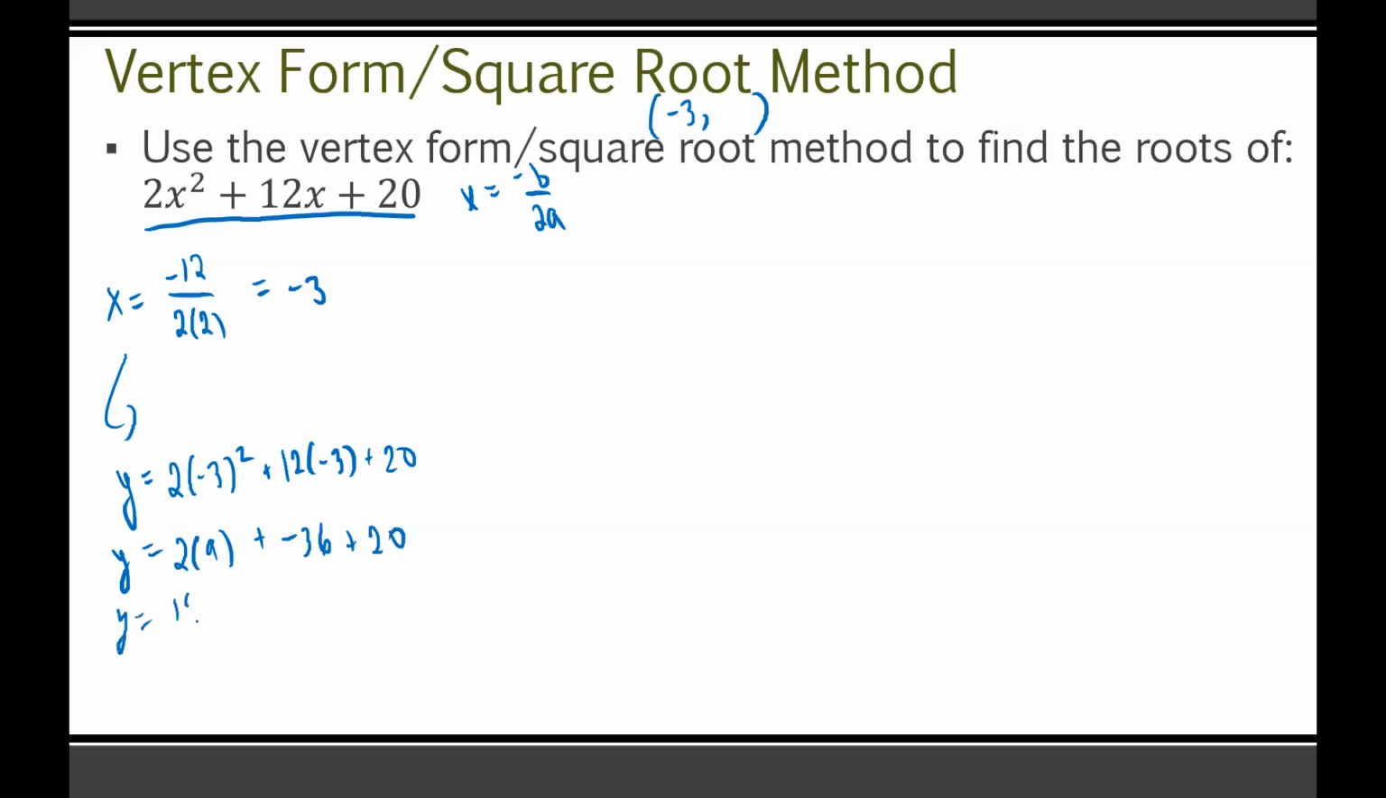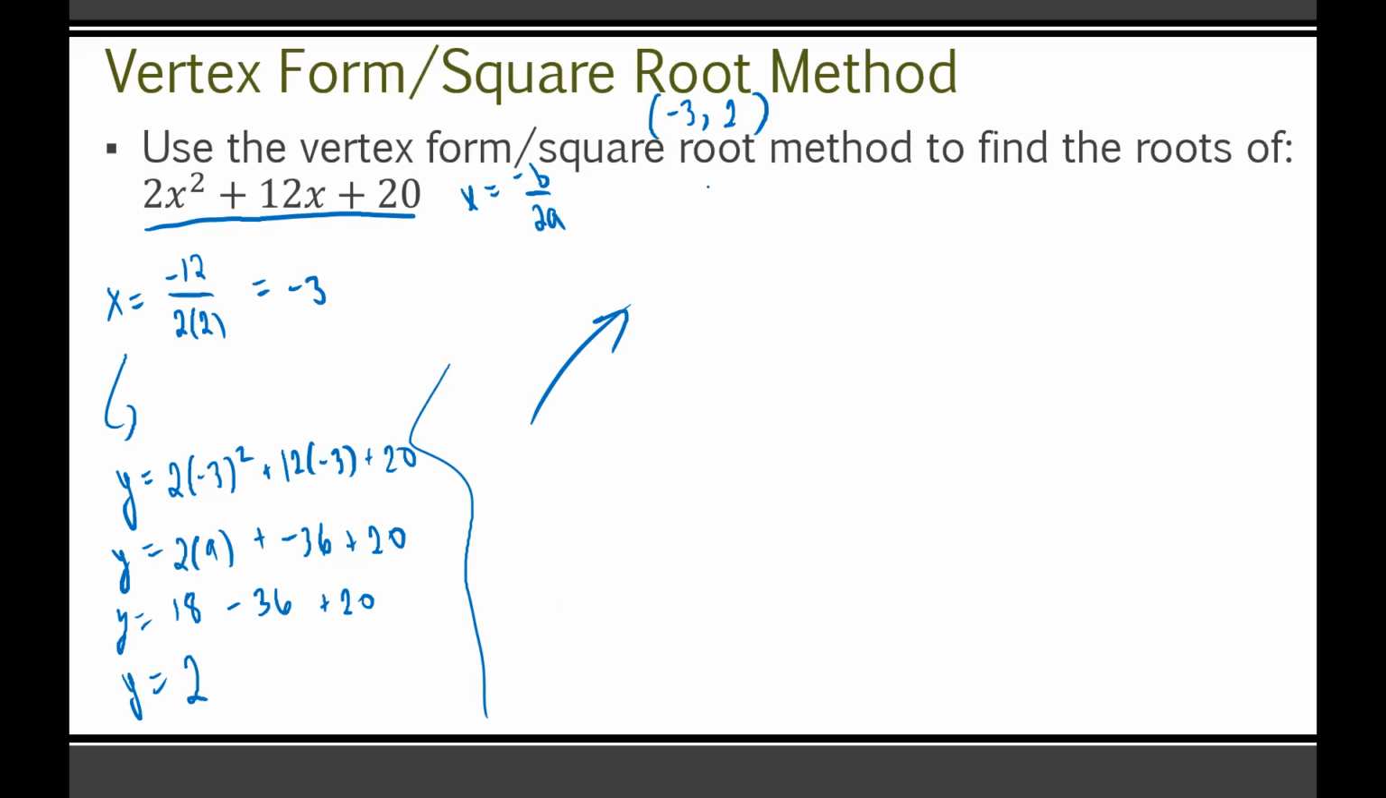This is going to be y equals 18 minus 36 plus 20, because there's no point in me saying plus negative 36. That's just awkward. Anyway, you can do this all at once. 18 minus 36 is negative 18. Negative 18 plus 20, well, that's y equals 2. So we know our vertex is the point negative 3, positive 2. Whew, all right, so what that means is we can change this to vertex form now.